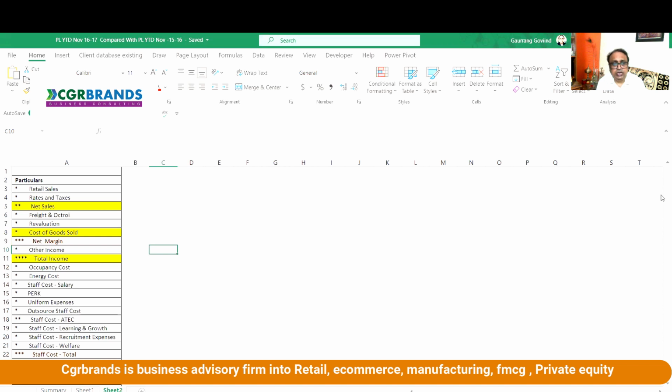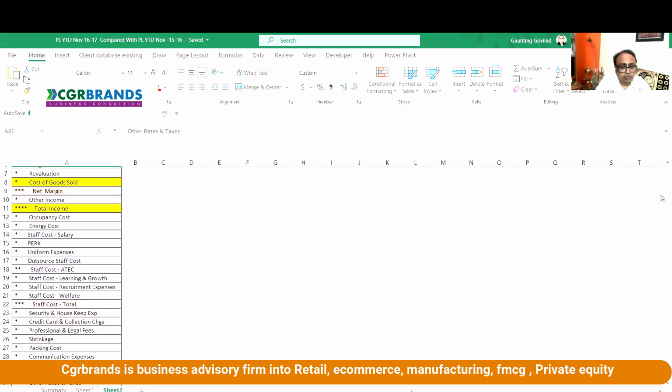You also make additional income inside your store by selling some space here and there. That is called other income. So when you add the other income to the net margin, you arrive at the total income of the store. After that, you have various sets of expenses. You have rental expenses, you have energy expenses. If you see on the left hand side, line items 12, 13, then you have staff cost, incentive, uniform cost, and then hiring cost, training cost, etc., which is shown here.